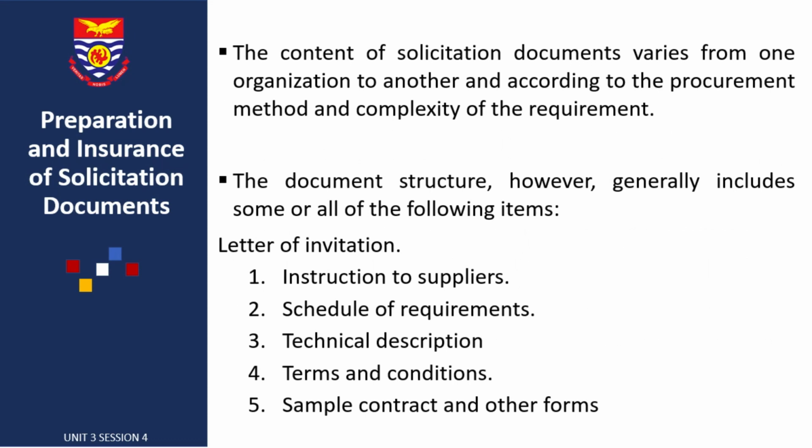The content of solicitation documents varies from one organization to another and according to the procurement method and complexity of the requirements. The document structure, however, generally includes some or all of the following items, even though this list is not exhaustive. Generally speaking, a solicitation document should have the instructions to the supplier, the schedule of requirements, technical descriptions, the terms and conditions of the contract, and again the sample contract and other forms.